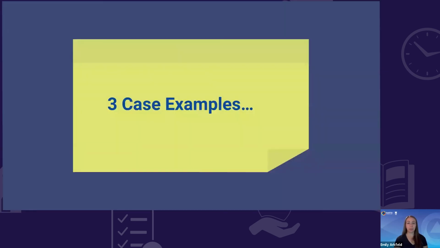Now we're going to go into 3 case examples, and these have been adapted from the Missouri School-Wide Positive Behavior Support and Daniel Rector, who presented on this at our 2020 NeMTSS Summit. And these examples will hopefully give you a better understanding of how to make data-based decisions when addressing the needs in your building.